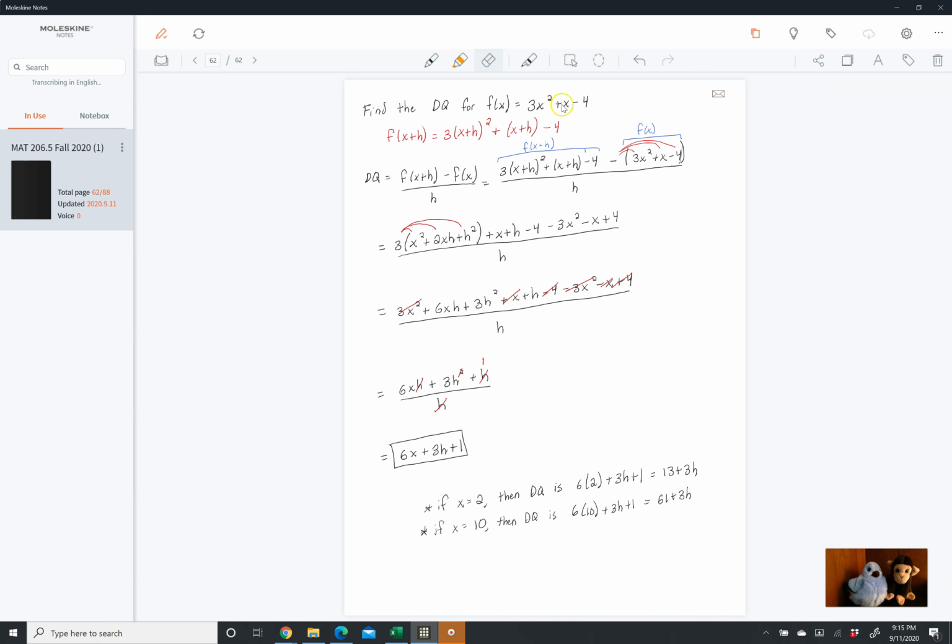Okay, so keep in mind here what we did. From here to here, we squared x plus h and distributed the negative.